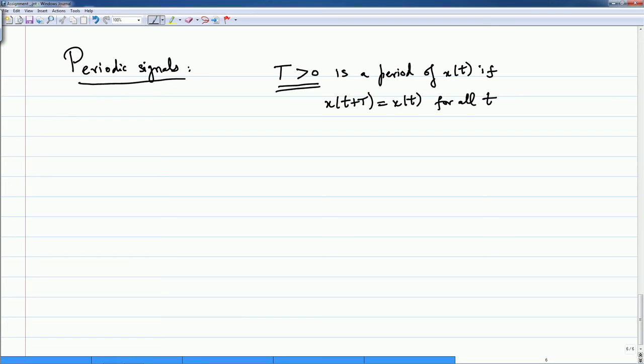Okay. So, that is periodicity, and this T greater than 0 is a bit of a technicality and it is important. T cannot be equal to 0, because for T equal to 0 every signal will satisfy this. So, that is a very technical kind of definition. Okay. So, there is something called a fundamental period. What is the fundamental period? The smallest T for which T is a period.